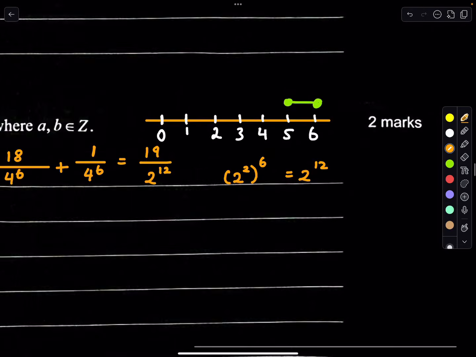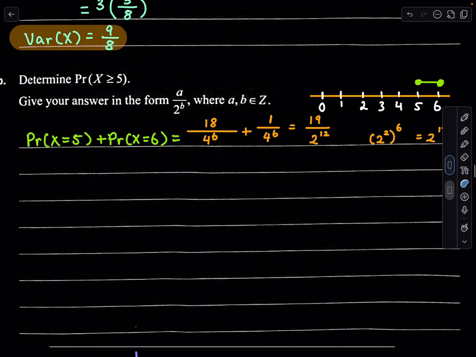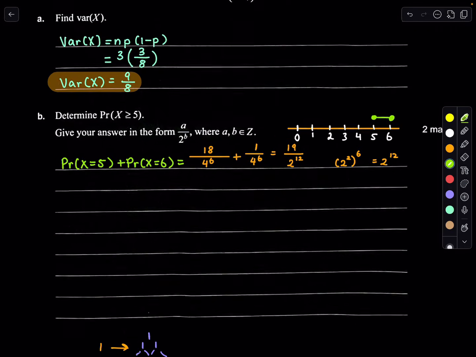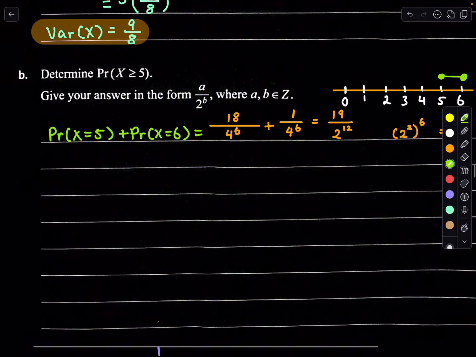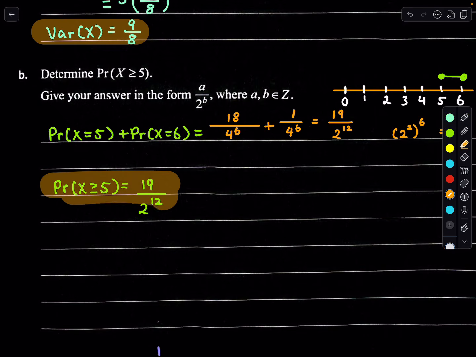And guess what? We've got it in this form. You see, A is 19 and 2 to the power of B is 12. Very, very nice in this case. So your final answer, I didn't show a lot of working out, but of course you want to show working out in an exam. So the probability that x is greater than or equal to 5 is equal to 19 over 2 to the power of 12.